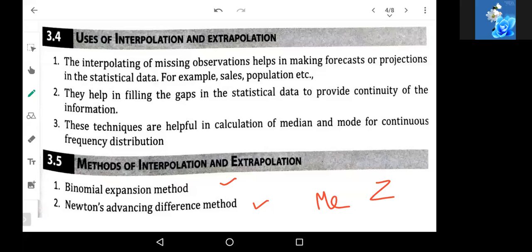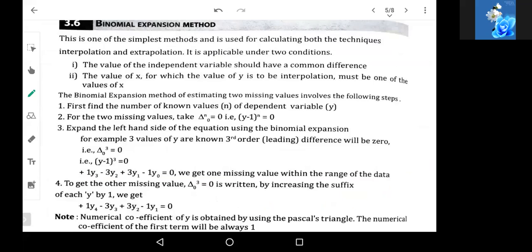The screen will change by itself, so please wait. Now here, it's one of the simplest methods. First of all, the binomial method is one of the simplest methods. Now, for both interpolation and extrapolation, we will be using this binomial method. Now, what are the two conditions under which we have to solve this? The value of the independent variable should have a common difference. I hope the screen is visible for the binomial expansion method.